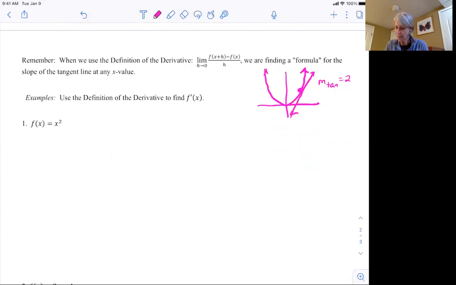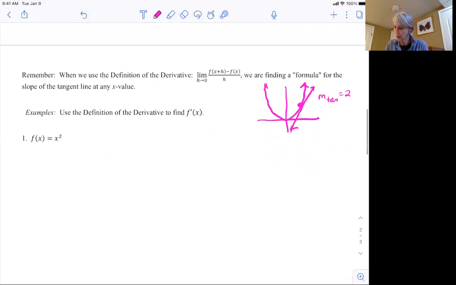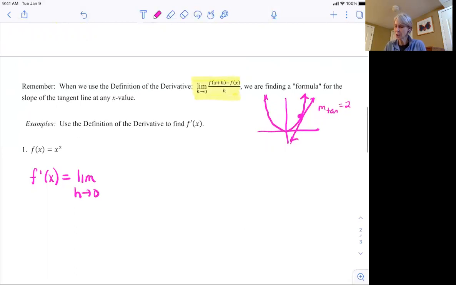So if f of x equals x squared, and I want to use the limit process, I want to use the definition of the derivative. I'm going to start by setting up my derivative. f prime of x equals the limit as h approaches 0. Now, what is f of x plus h? Think about it. We did this earlier in the year. If f of x equals x squared, f of x plus h is what we get when we evaluate that, right? Replace x with x plus h.